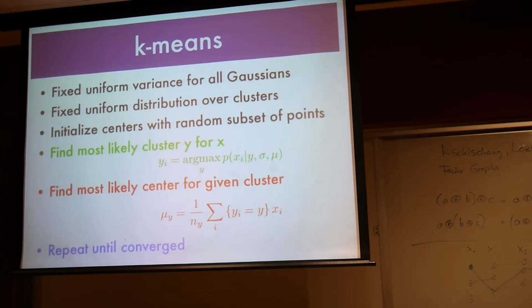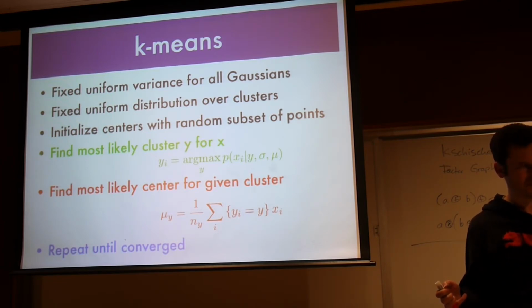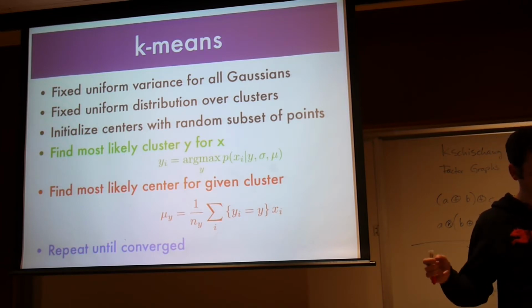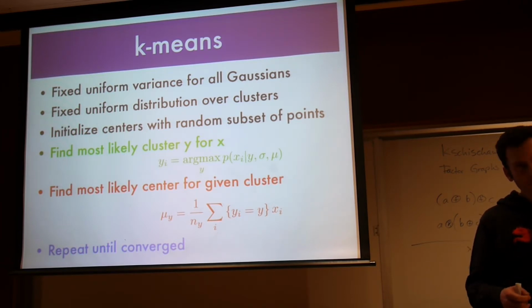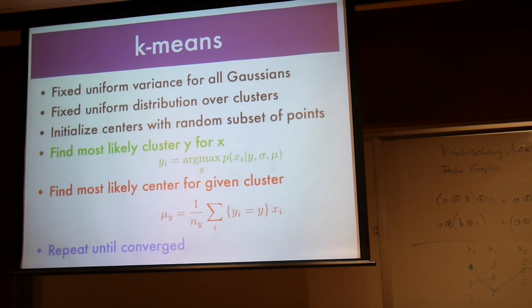So let's make a couple of very unrealistic assumptions. We assume that all the Gaussians have unit variance. I also assume that there's a uniform distribution over all the clusters. I mean, these are two things that are horribly wrong, right? And I'm going to initialize my centers of the Gaussians by just a random subset of points.